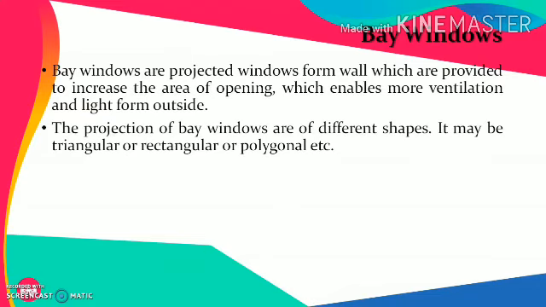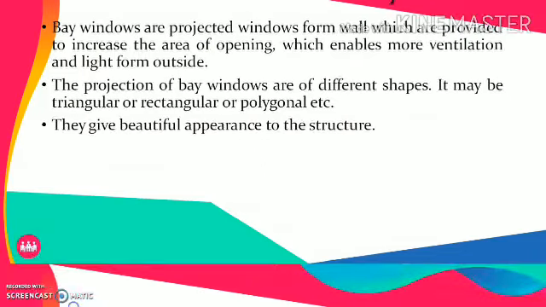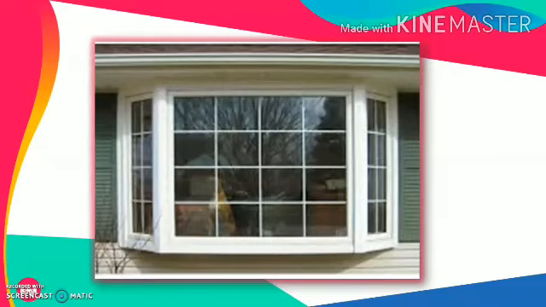Next is the bay window. Bay windows are windows projected from the wall, provided to increase the area of opening, which enables more ventilation and light from outside. The projection of a bay window can be of different shapes. It may be triangular, rectangular or polygonal in shape. They give a beautiful appearance to the structure. These are the views of such bay windows.